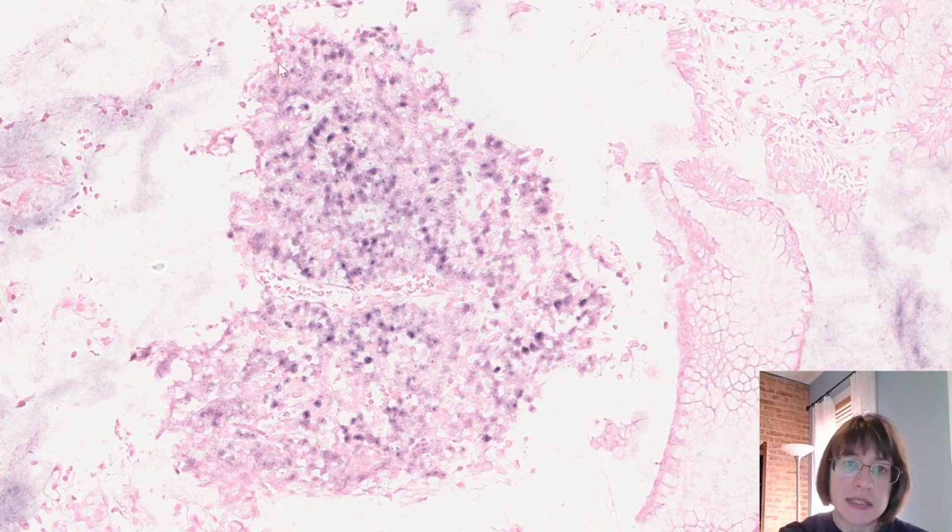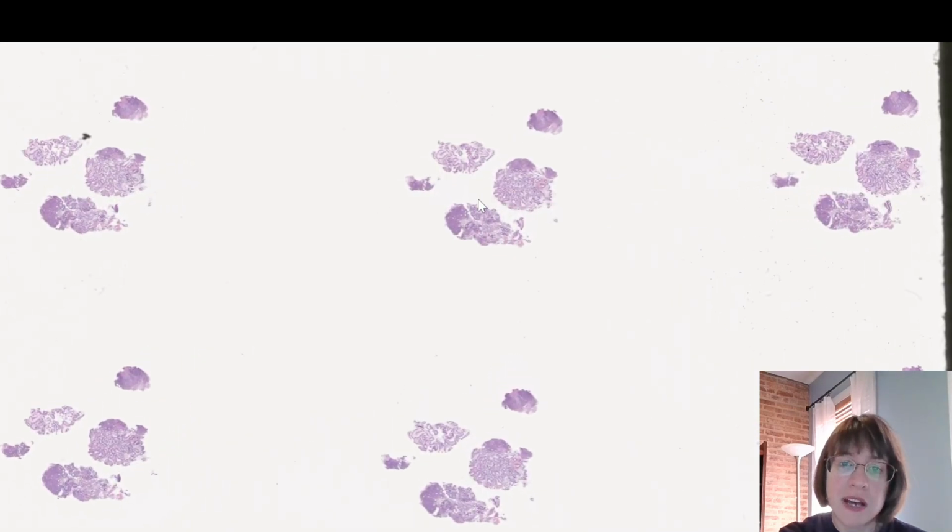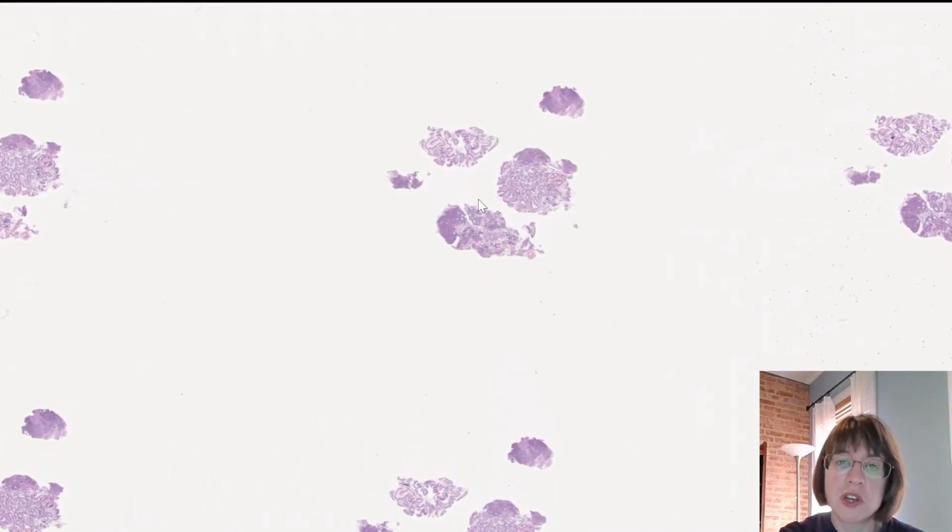So again, this is an example of an unusual type of gastric adenocarcinoma, which is gastric carcinoma with lymphoid stroma. And this particular case was EBV associated. And that's our case today.